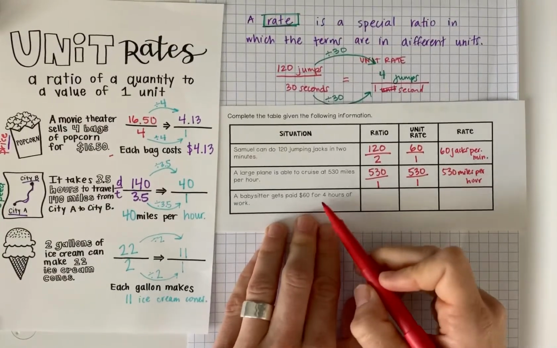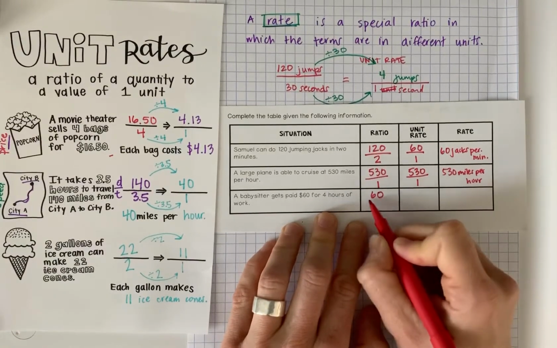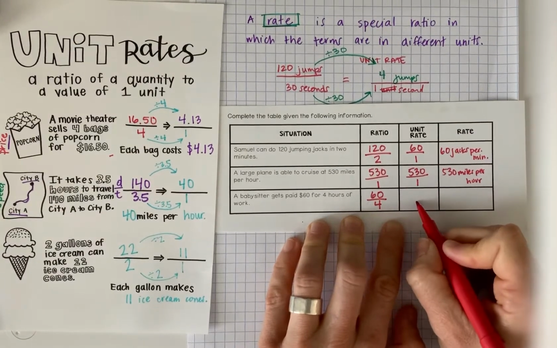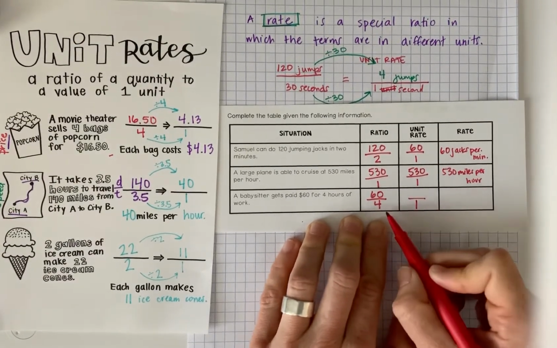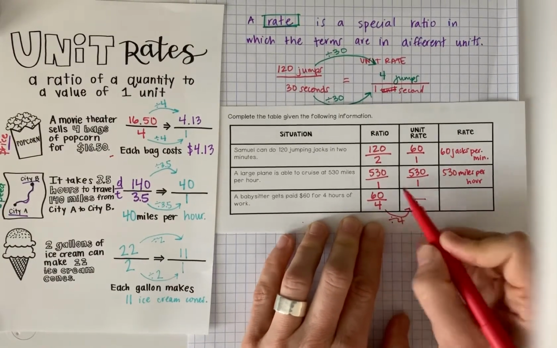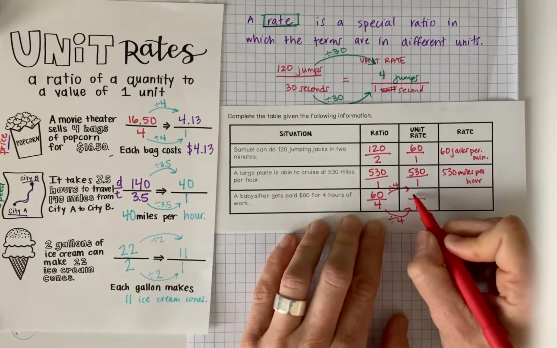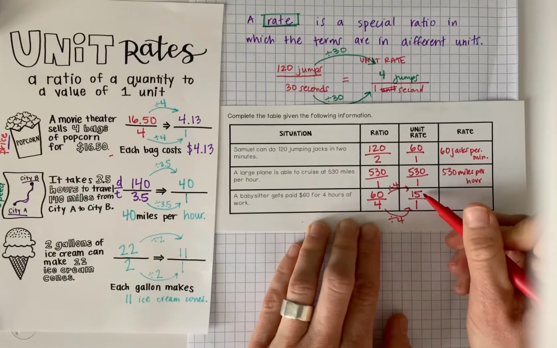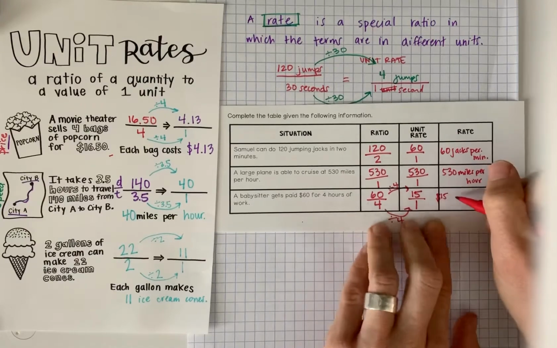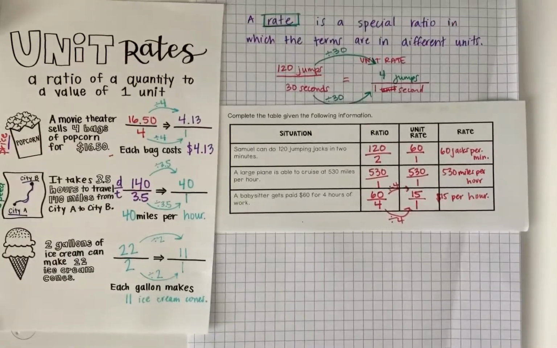So a babysitter gets paid $60 for 4 hours of work. So the ratio is $60 per every 4 hours, and we want it as a unit rate. So that means how much does that person make per 1 hour? So to go from 4 to 1, I'll do my annotation here, divide by 4, divide by 4, and that gives us 15. So that is $15 per hour. So I can put the rate here. Oh, and I want the unit dollars. $15 per hour.